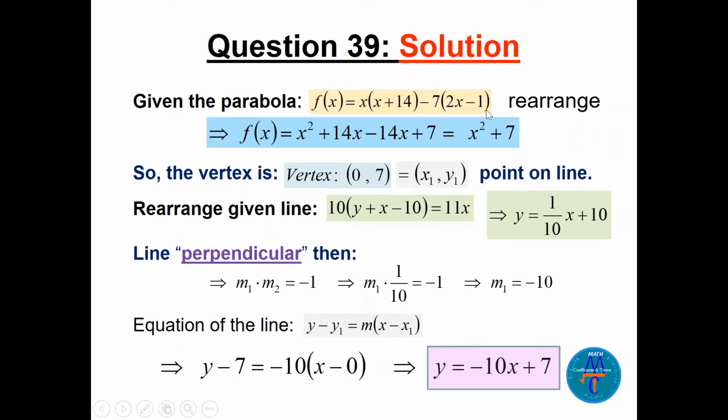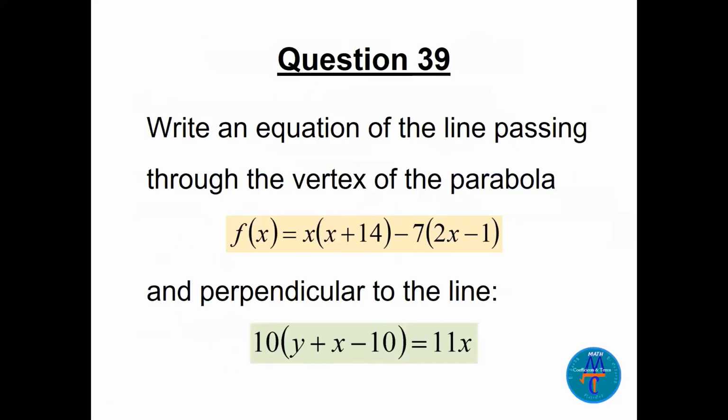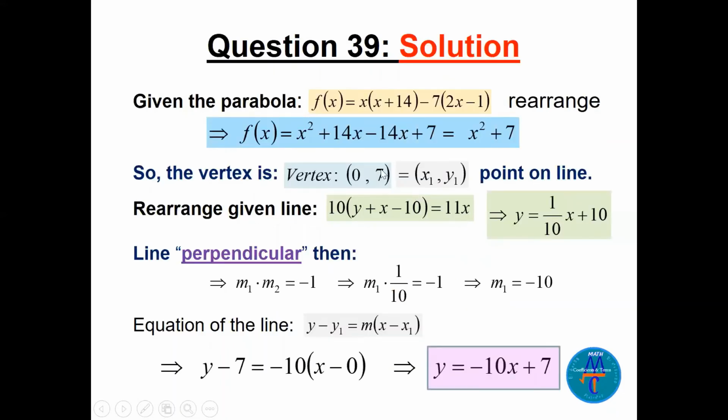Multiply the brackets, and then we'll get 14x, and minus 14x cancel. So that's very easy: x squared plus 7, just the parabola shifted up 7 units. So the vertex is (0, 7). That's a point on the line, because the line passes through the vertex. So we find the vertex (0, 7).